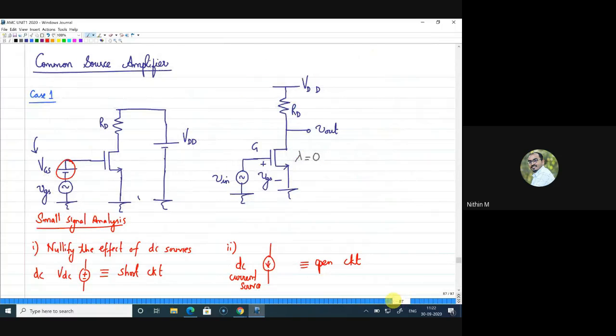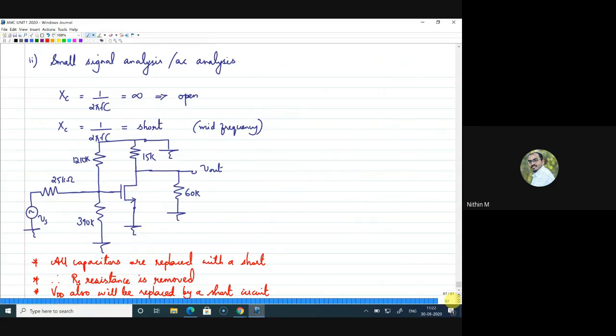Yeah. So whenever we do small signal analysis, we will nullify the effect of DC sources. Now, what I have here is again a DC source. VDD is a DC source. So this will be the equivalent circuit. Are you guys with me? Did you get this? What I have done? Can I get some response in the chat box? Are you guys with me?